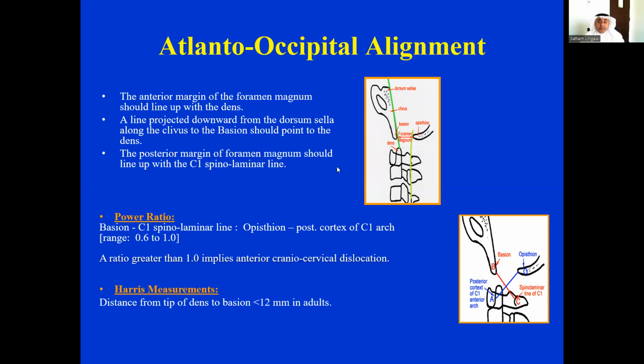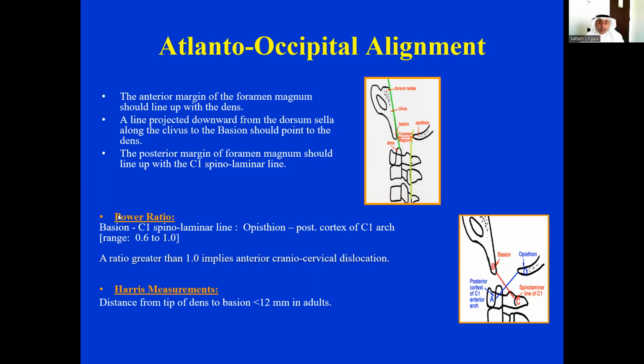As we are assessing the alignment, it is very important to look at the craniocervical junction. The tip of the clivus, which is known as the basion, is usually pointing towards the tip of the odontoid process, with the distance between the two not exceeding 12 millimeters. This is known as the Harris measurement. A similar, however less significant, measurement is the distance between the top of the posterior arch of C1 and the tip of the occipital bone, which is known as the opisthion. Usually it is also 12 millimeters. However, it is more difficult to visualize on plain radiographs.